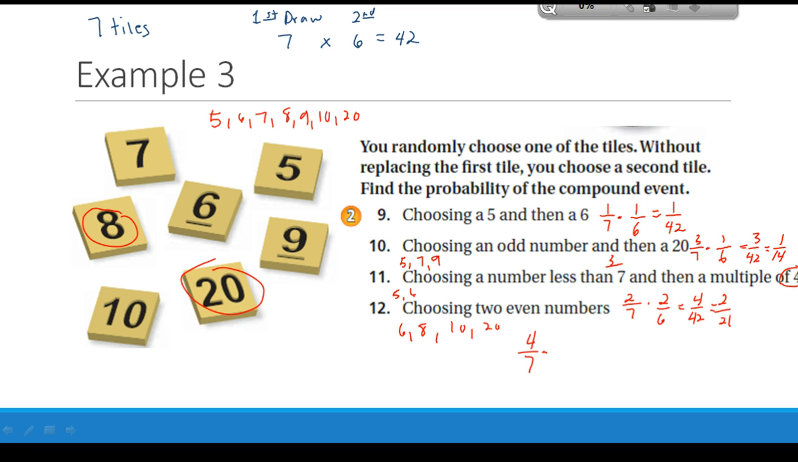Okay. Now, I already used an even number, so when I go back in to draw again, now there's only 3 choices left, because there's only 3 evens left, and now instead of having 7 tiles, I would have 6 tiles, so this would be 12 over 42, and 12 out of 42 reduces to 2 sevenths. They're both divisible by 6, right? So 2 sevenths. All right, pretty easy.